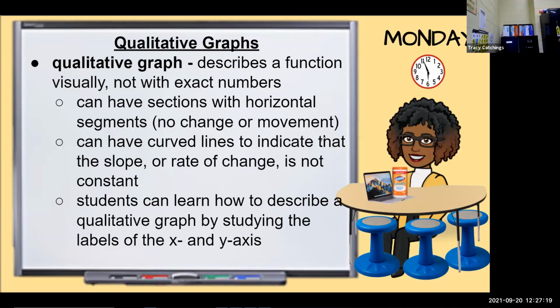Today is Monday, so we do have some notes. I'm going to give you about 3 to 5 minutes to get our notes on qualitative graphs. Y'all know the notes pretty much guide us through everything else. 3 minutes. Go ahead and get these books.